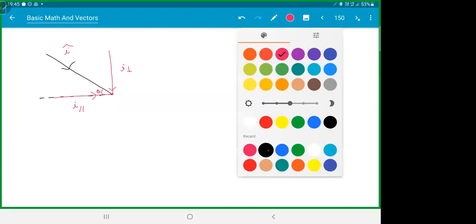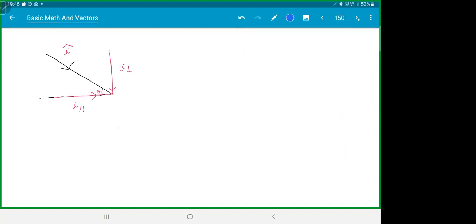Now, when this goes and hits the mirror, can you tell me which component will reverse? Remember, this is the normal vector. Which component will reverse? The perpendicular or the parallel here? The component along the normal gets inverted, right? It reverses, and the component along the mirror will not change. Perpendicular to the normal is not affected.